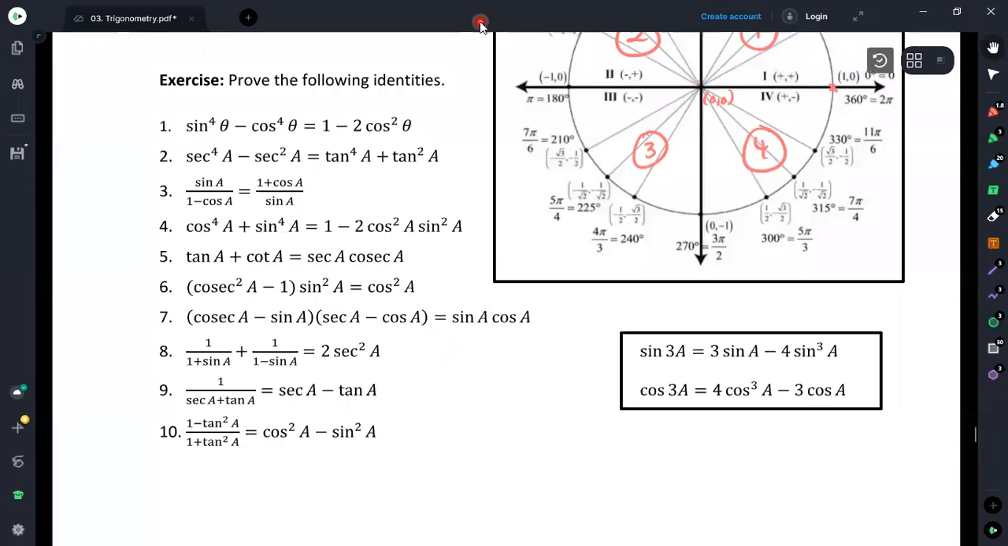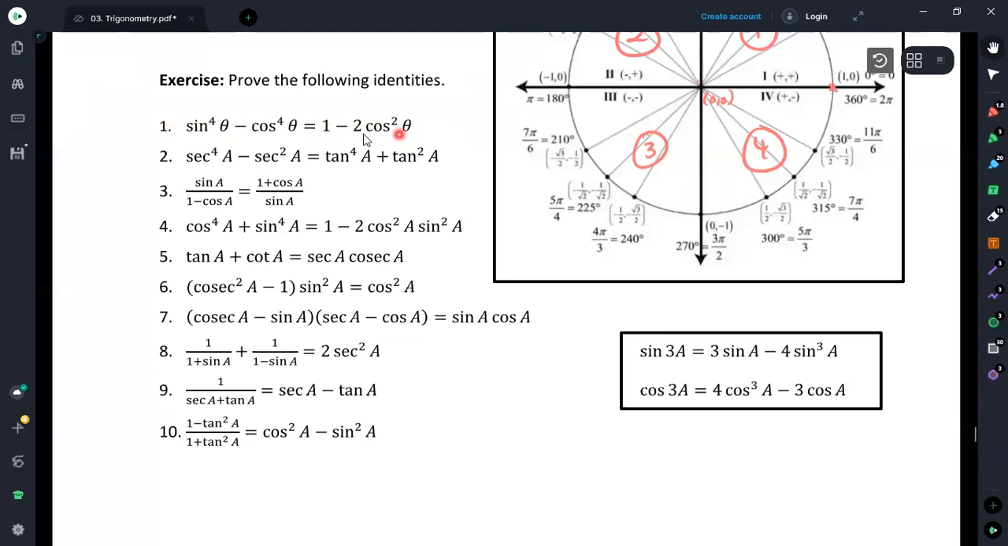In this session, first we will see about the proving of the identities, and we will try to discuss some of the problems given in this exercise. If you are starting from the beginning, from the first one, we are asked to prove that sine theta to the power 4 minus cosine theta to the power 4 equals 1 minus 2 times cosine square theta.